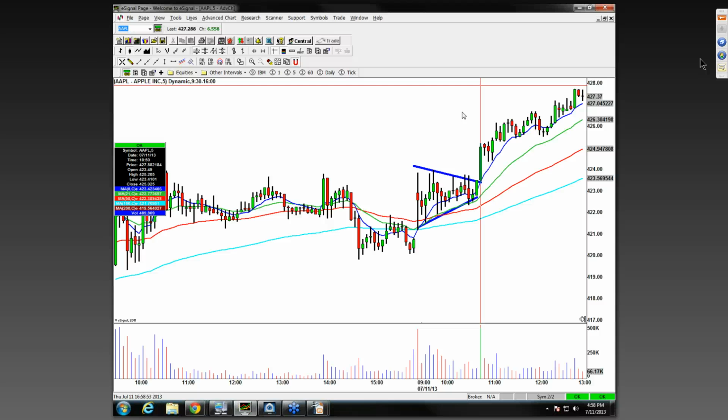It pulls back to where you bought it. Guess what? You get out, you still locked in $3 on half your trade. And that's the way I want people to think when they're in our room.